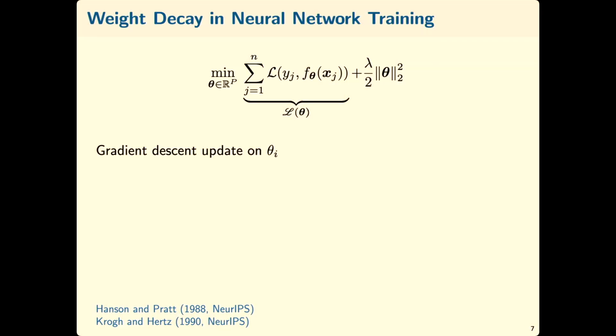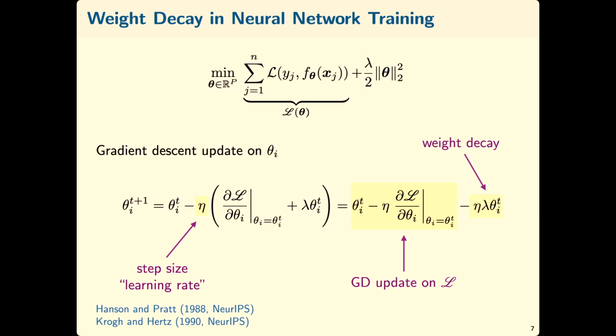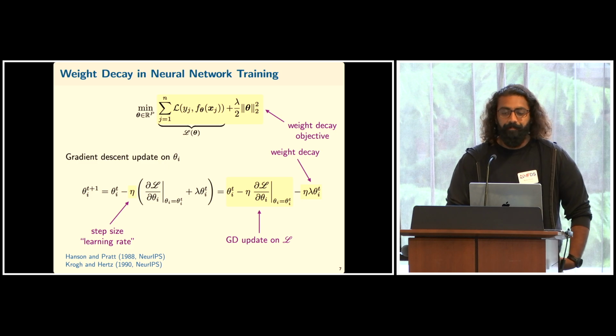Well, if we write down the gradient descent update on theta i, it's going to look something like this. So eta here is the step size or learning rate. And then if I rearrange terms a little bit, I get something that looks like this. So here's just the gradient descent update on the data fitting part of my objective, and now I just have a small constant times the current iterate, so that's just the step size times the lambda in my actual regularizer. And this is what people call weight decay, because at every iteration of gradient descent, you're essentially decaying the weights. So people call this the weight decay objective for that reason.